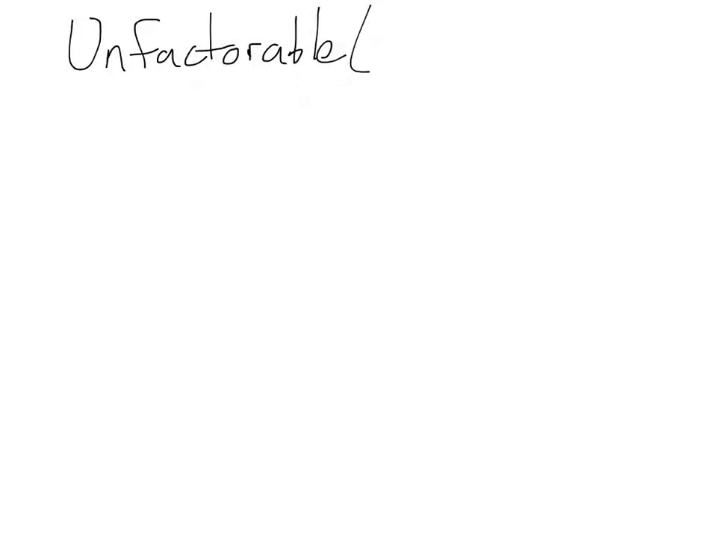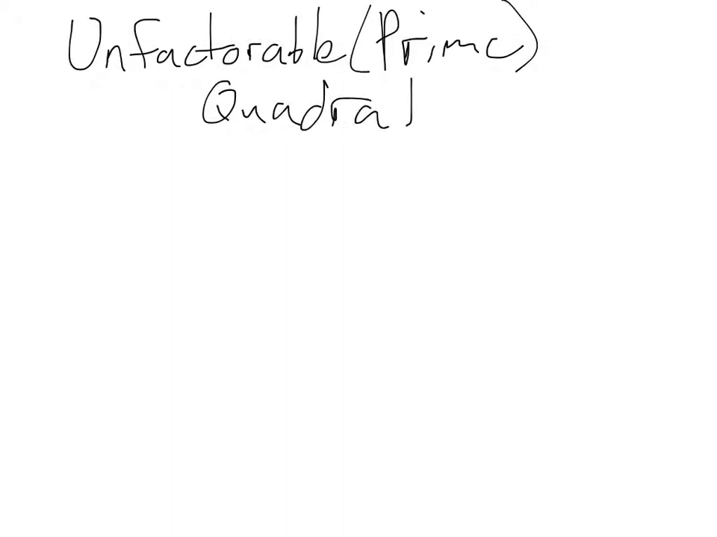So if I have an unfactorable, what's another word for unfactorable? An unfactorable polynomial. What's an unfactorable number? A number that only has 1 and itself as factors. Prime, yeah. So we say the same thing, we call unfactorable quadratics prime quadratics if they're not factorable. Well, what do we do with those?